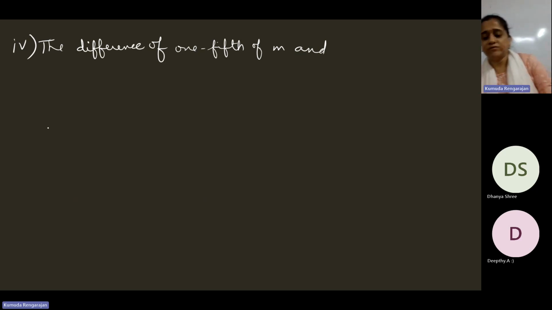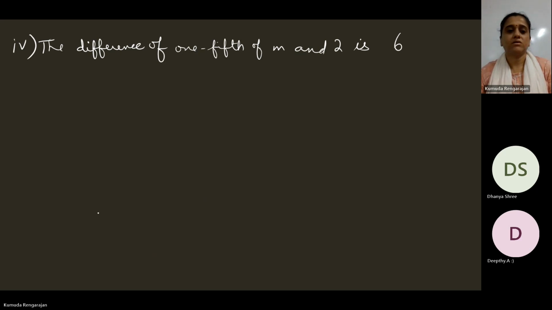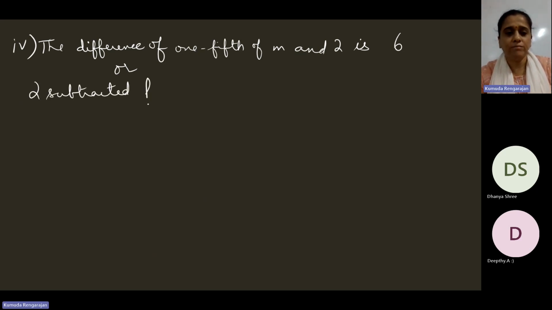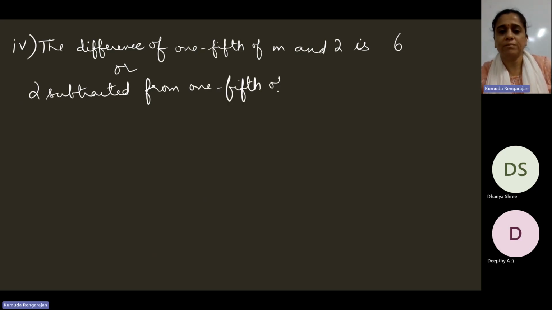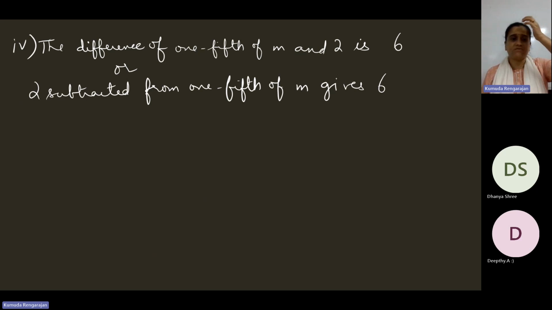So the difference of 1/5 of m and 2 is 6, correct? Or 2 subtracted from 1/5 of m. Okay, you get it. 2 subtracted from 1/5 of m gives 6.